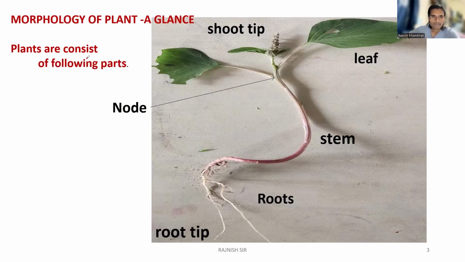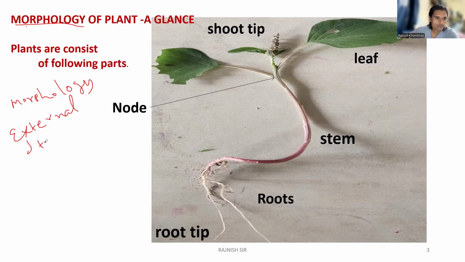Let's start. We have to start first from the morphology of a plant. What do you mean by morphology? Morphology means the external study of something. The study of external characteristics is known as morphology. Over here, we are studying plants, so this is known as plant morphology because we are learning the external characters of the plant. It means how plants look.